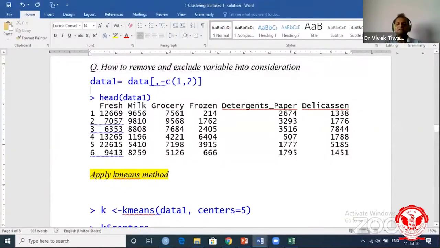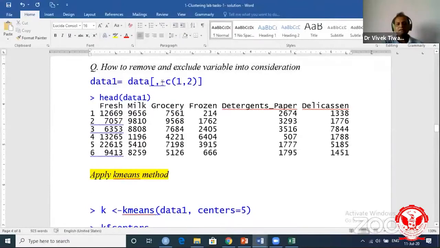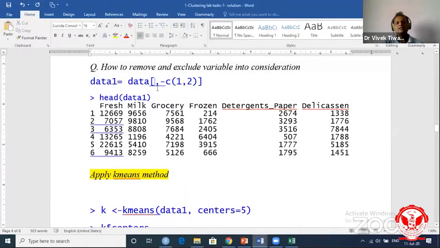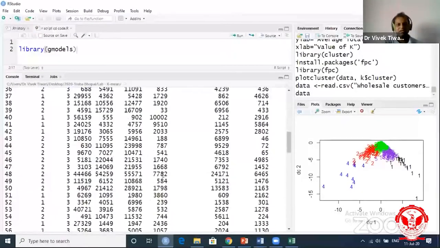In R, the index value starts from one, not from zero. So what is the meaning of that? Minus means drop. In the real data set there are eight columns. Column number one and two with a minus sign means it is going to drop these two columns. It is not going to consider these two columns, but it is going to consider all the rows. That's why I kept the row index empty. The moment you run that command, it will filter the data based on your requirement.